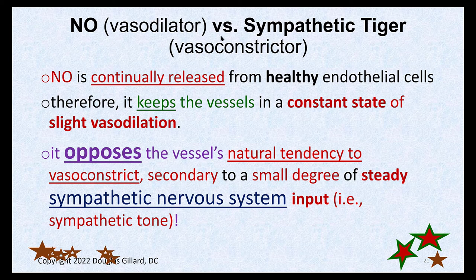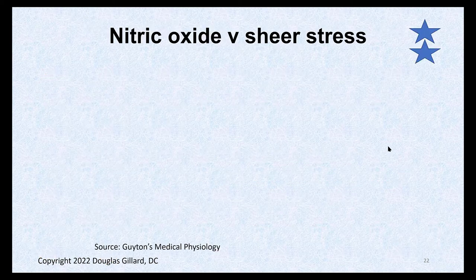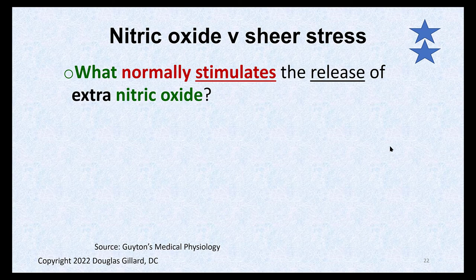So you get a yin and yang. You get two opposing effects, and therefore your blood vessels are kind of mediumly dilated right now. That's the yin and yang between the nitric oxide and the sympathetic tiger. So nitric oxide opposes the vessel's natural tendency to vasoconstrict. See how that works? All right, nitric oxide versus shear force. So, I did something fancy, didn't I? That's pretty cool. What normally stimulates the release of nitric oxide?